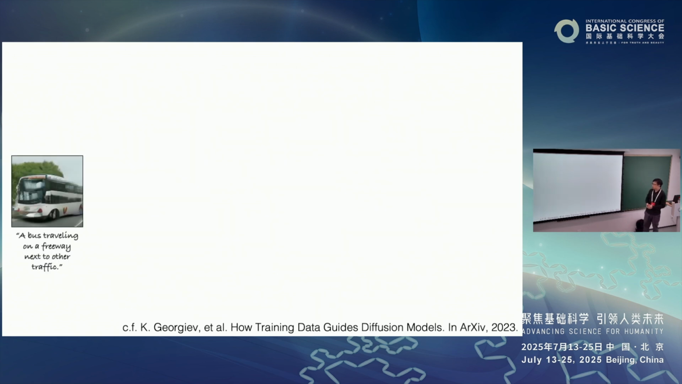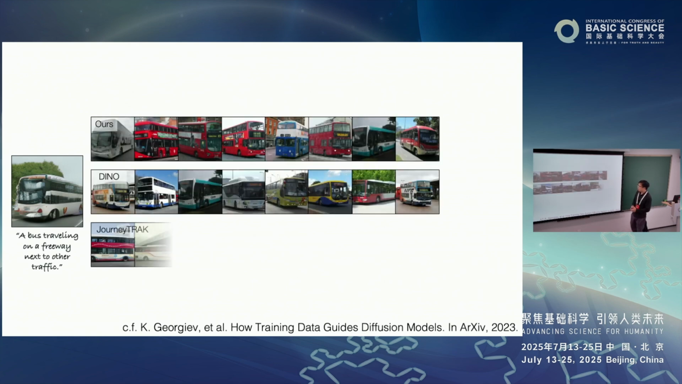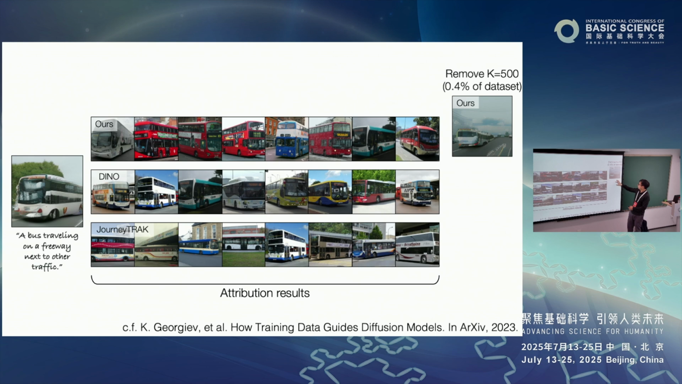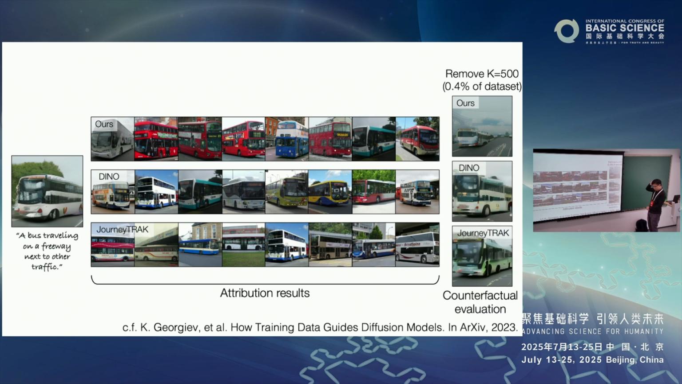But we're still doing that. Here are the results. Here is the test image, and this is our method. This is a feature-based method based on pre-trained features. This is an influence function paper from MIT. And here you can see we remove the top 500 images of each method. We retrain the model without the top 500 images, and you can see the difference.